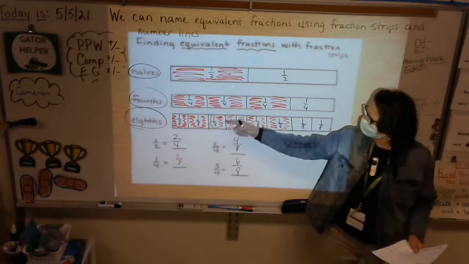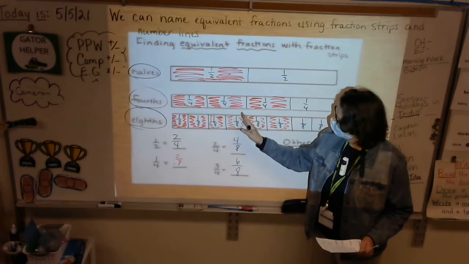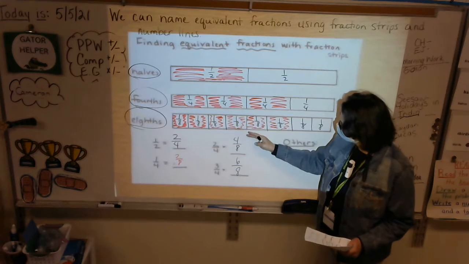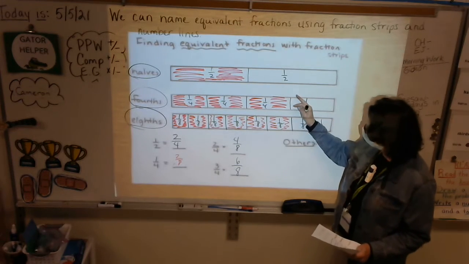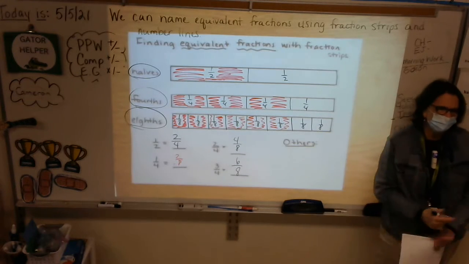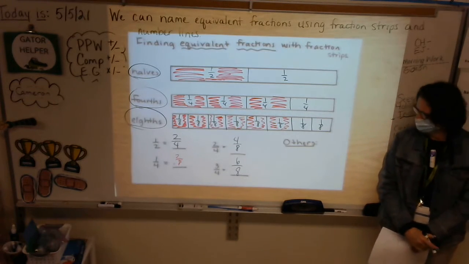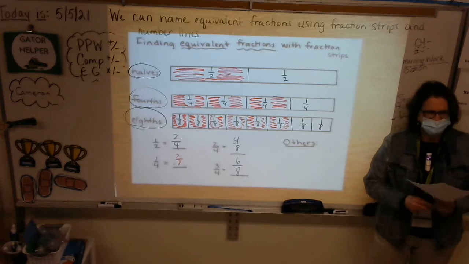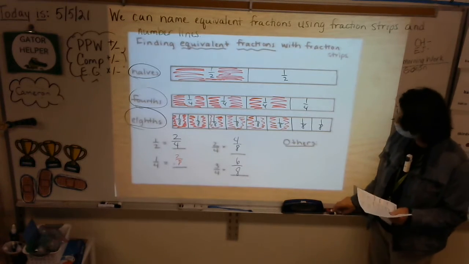We have 1/2 is equal to 2/4. We have 1/4 is equal to 2/8. We have 2/4 is equal to 4/8. We have 3/4 is equal to 6/8. There's at least a couple more equivalent fractions. So really use your noggin. And what other equivalent fractions could you find? Val?